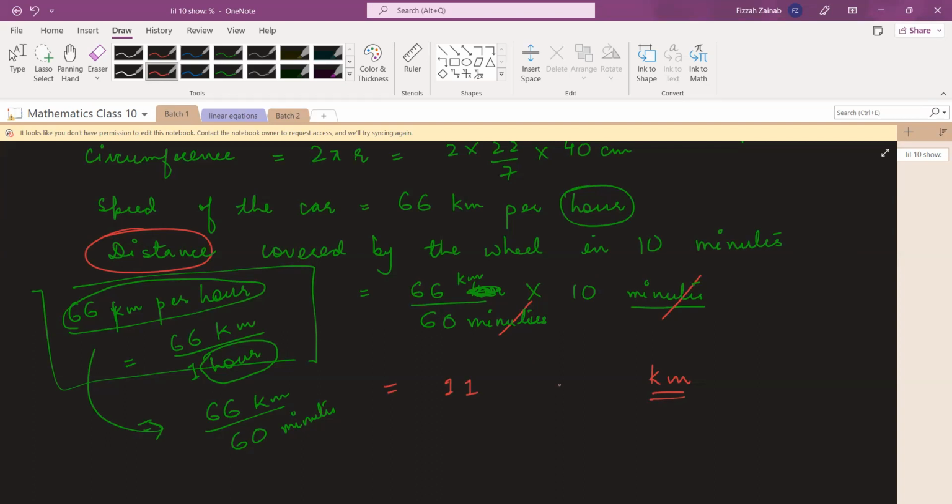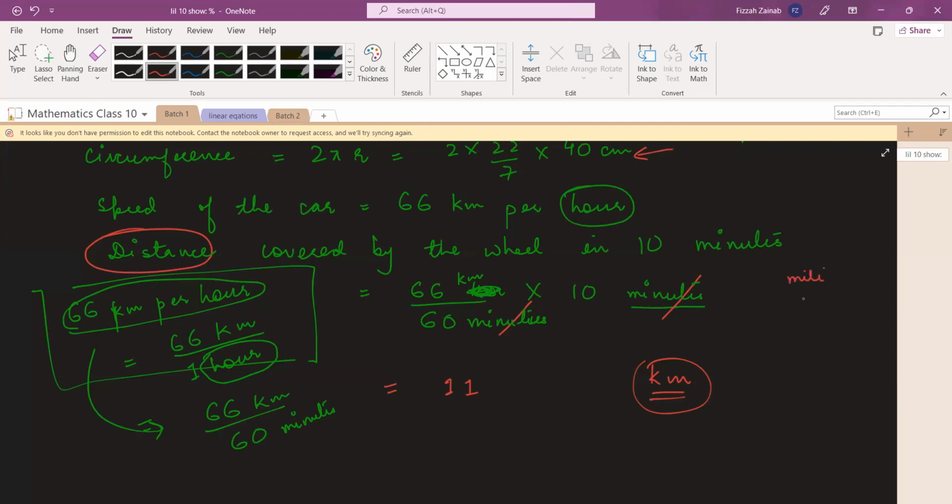Okay. Now, we will convert this kilometer into centimeter, because in the question the radius was given in centimeters. Circumference is actually in centimeter, so we have to convert this kilometer also into centimeter. Now, if you don't know, let us just revisit.